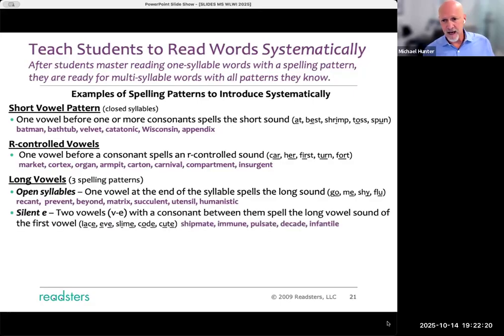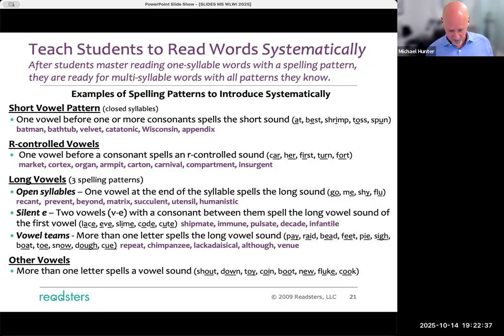And we like to leave the silent E pattern a bit later if we have control over the scope and sequence, because it's two letters not next to each other that tell us what the vowel sound is. And that's more complicated than two letters next to each other. And then lastly, the vowel teams, and then other advanced vowel spellings. This is not a mandatory scope and sequence. This is just the way we like to do it.